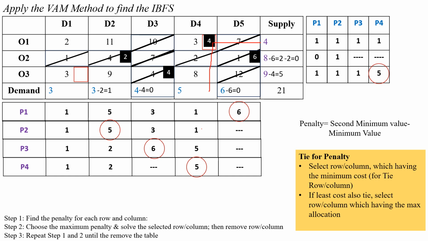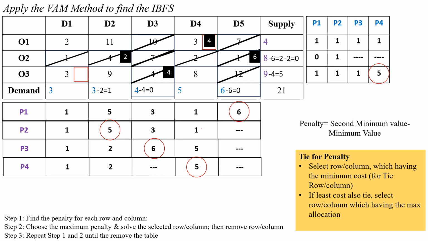Similarly, we have to observe the maximum possibility of allocation in the O3 row at minimum cost, that is the 3. Here demand is the 3 and supply is the 5. So maximum possibility of allocation is the 3. So compared to 3 and 4, maximum possibility of allocation is possible is for the D4 column. So we have to choose the D4 column. So this is the general rule we have to apply when the tie for the penalties.